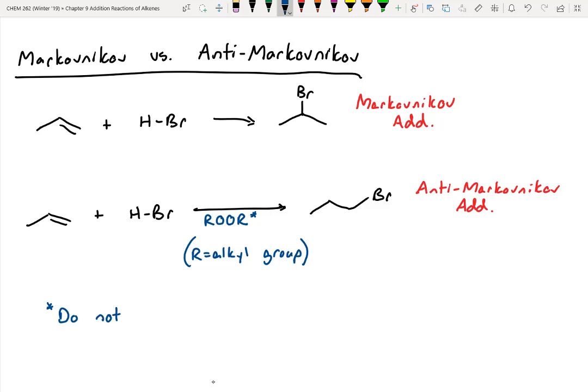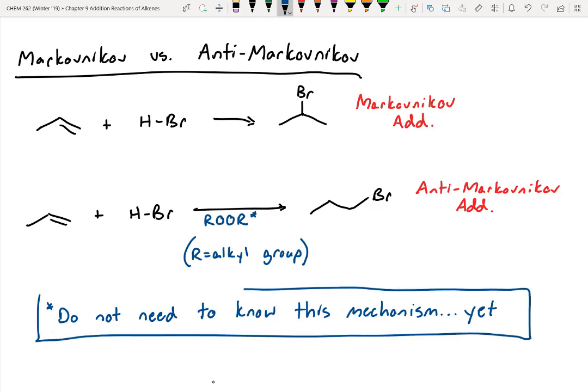Right now. Yet. There we go. So because it involves radical chemistry, we're going to kind of lay off on that until we get to that chapter where we talk about radical chemistry in a lot more detail. But the key thing is radical chemistry changes everything about this reaction. Does that make sense?